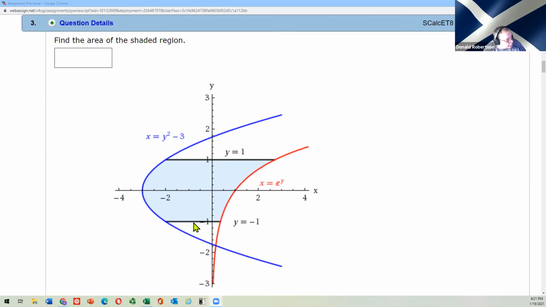So the y values go from -1 to 1. So that's what I'm writing down. And can you see that it's an e to the y because it's to the right? Take away a y squared minus 3. So it's going to be an e to the y, take away of y squared minus 3 dy. Now from that picture, this is the integral that I've managed to set up.